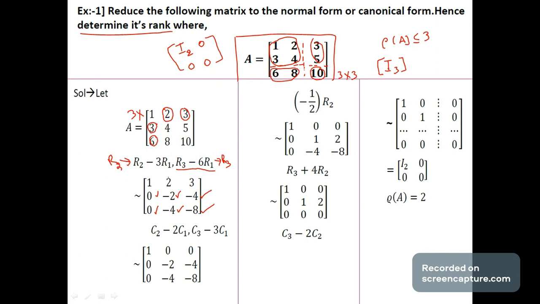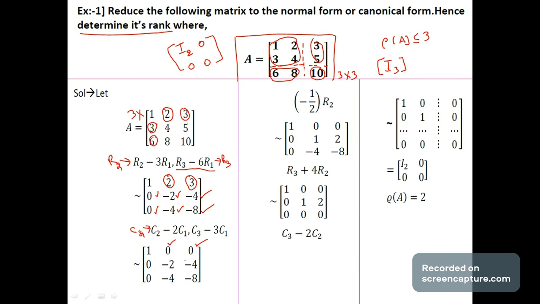Now we make the 2 and 3 in the first row 0. These are located in column 2 and column 3, so now we perform operations on the columns. C2 tends to C2 minus 2 into C1, so that makes 0. In the same way, 3 is located in column 3, so C3 tends to C3 minus 3 into C1, so that makes 0. The remaining elements are not affected.